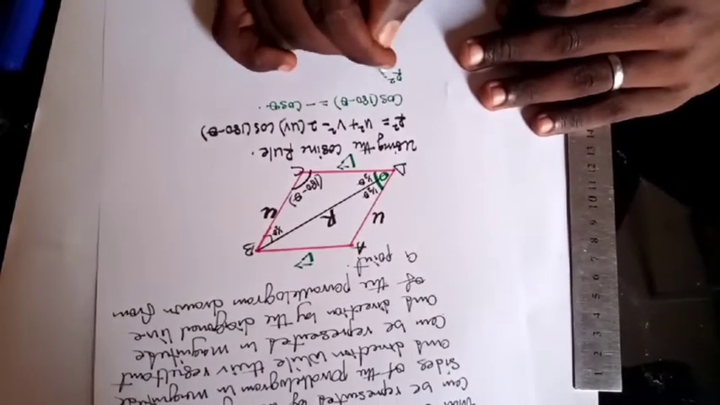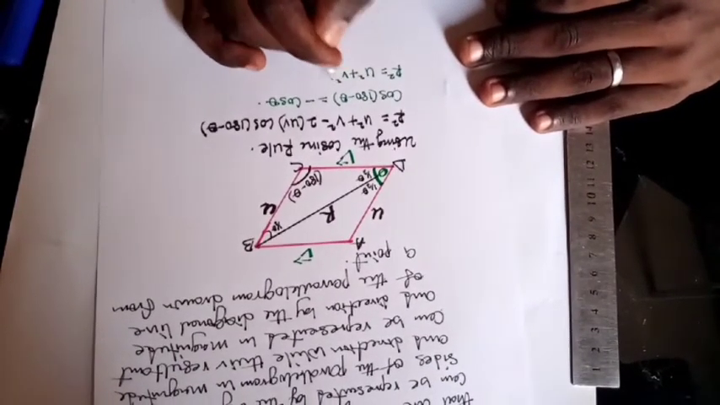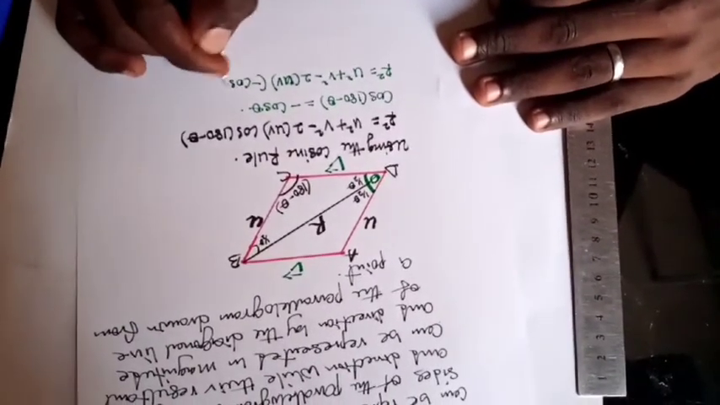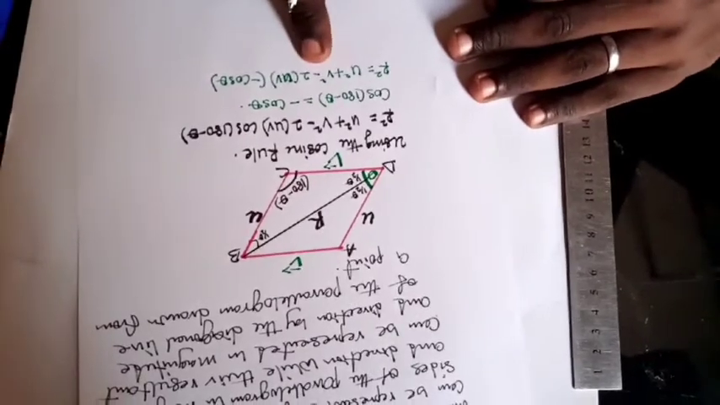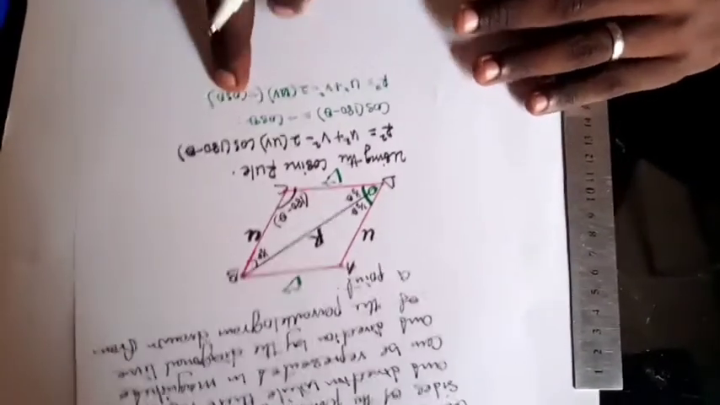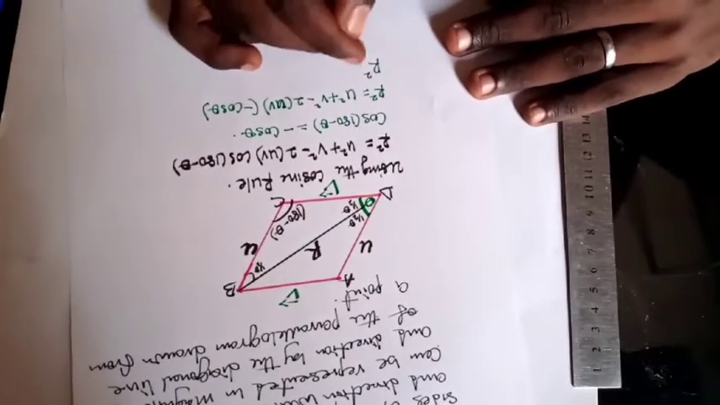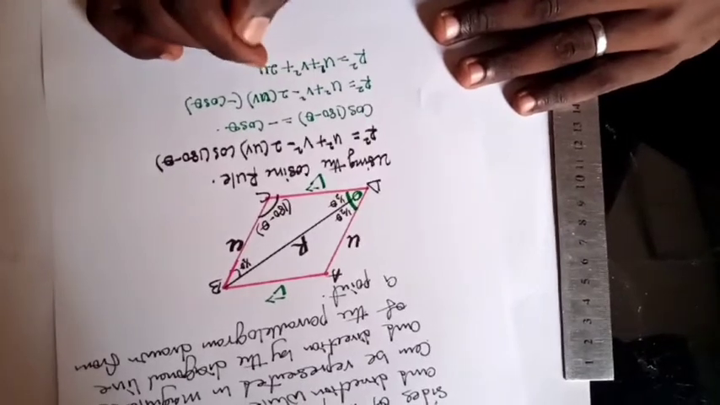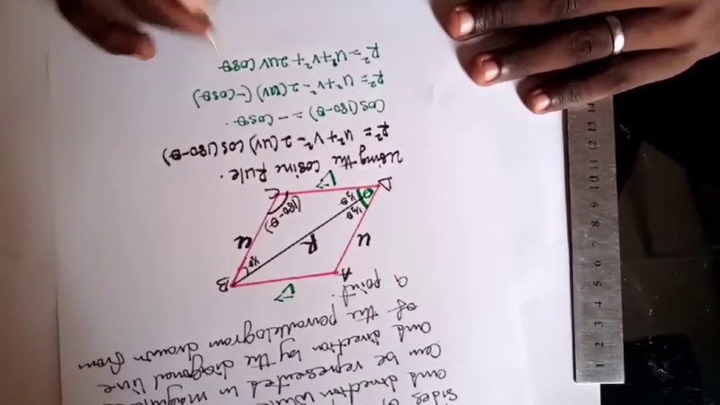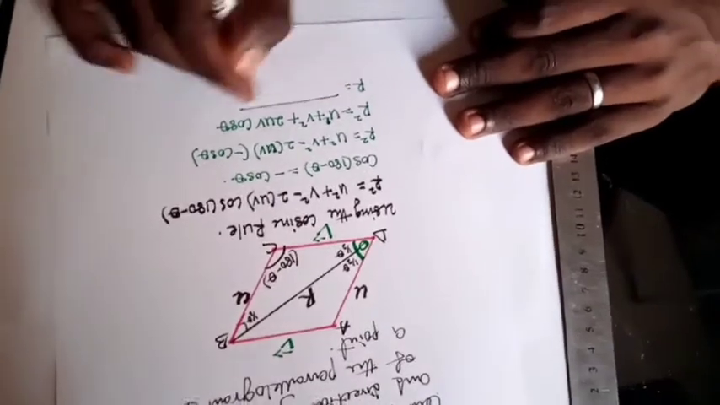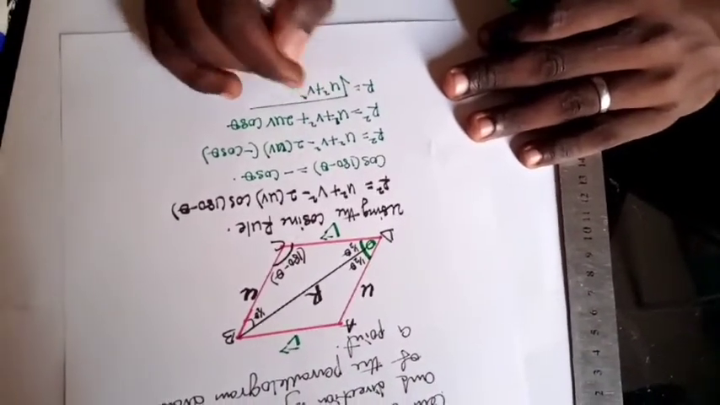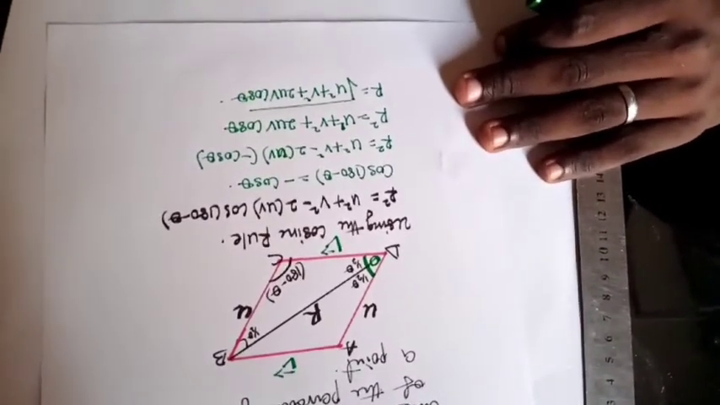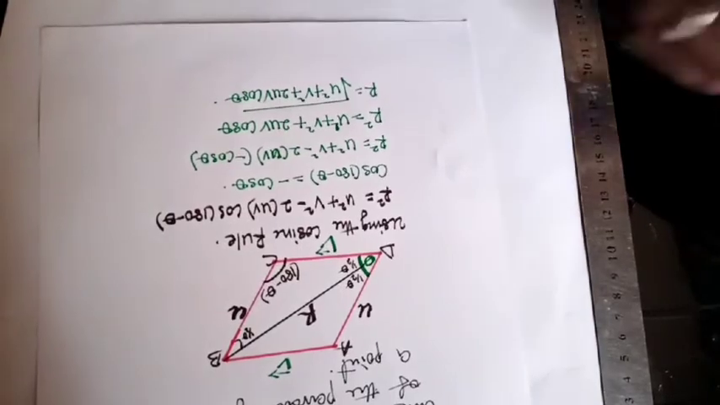Then we have r square equals u square plus v square minus 2uv, then negative cos of theta. Negative 2uv times negative cos of theta will become positive. So I will then have r square equals u square plus v square plus 2uv cos of theta. So the resultant will become the square root of u square plus v square plus 2uv cos of theta. Whatever value I have here will be for the resultant.